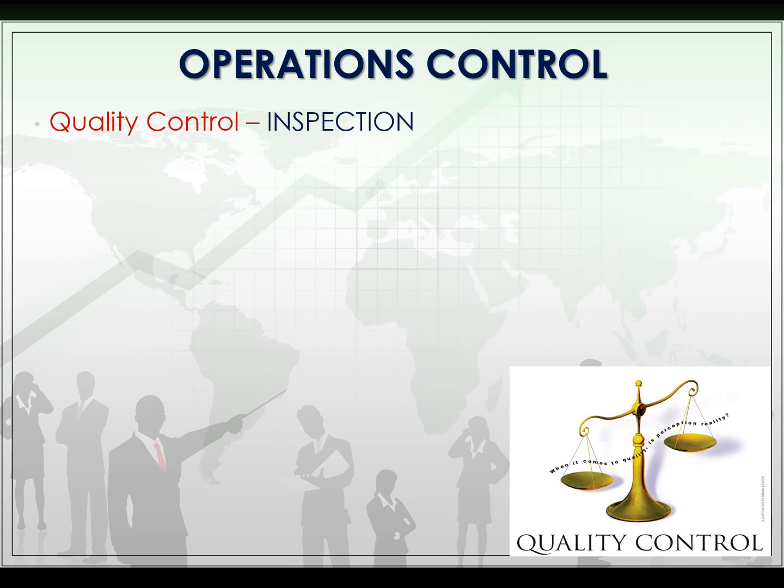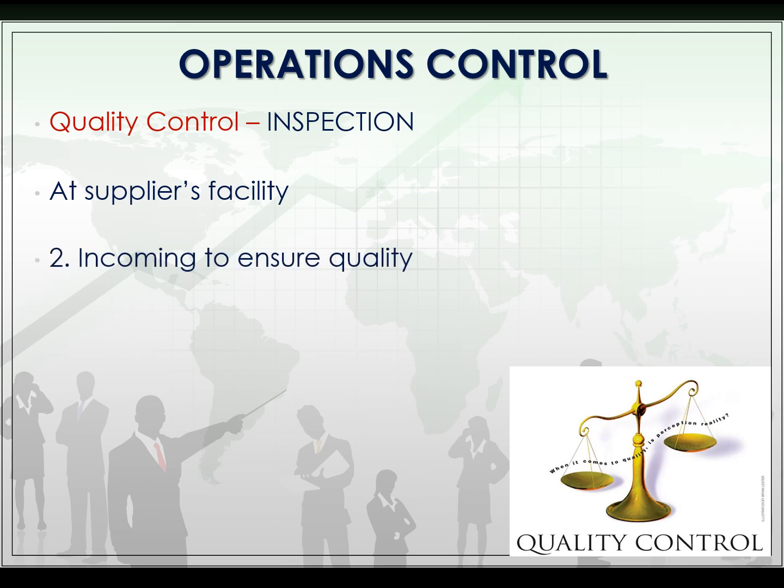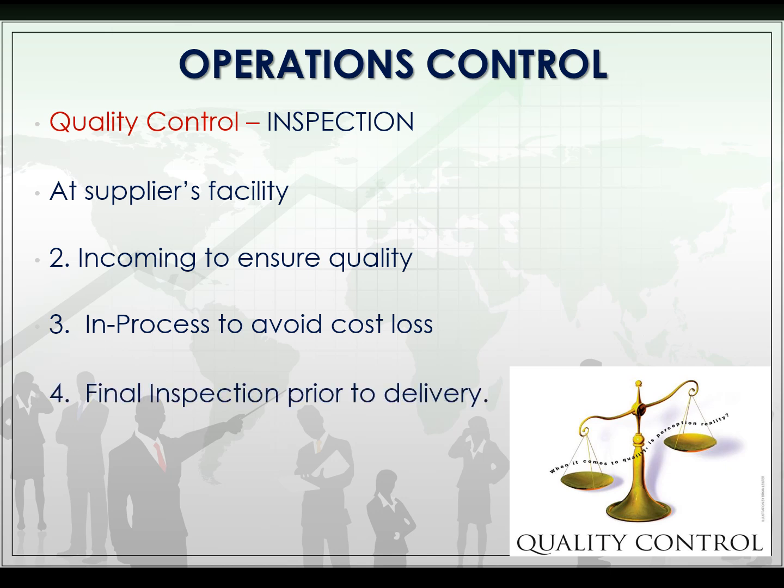So, big part of operations control is quality control or inspection. You inspect at the supplier's facility to make sure they have a good quality process. You inspect the product coming in to ensure quality. You do an in-process inspection to avoid any cost lost or waste. And you do a final inspection prior to it going out the door to delivery to your customer.